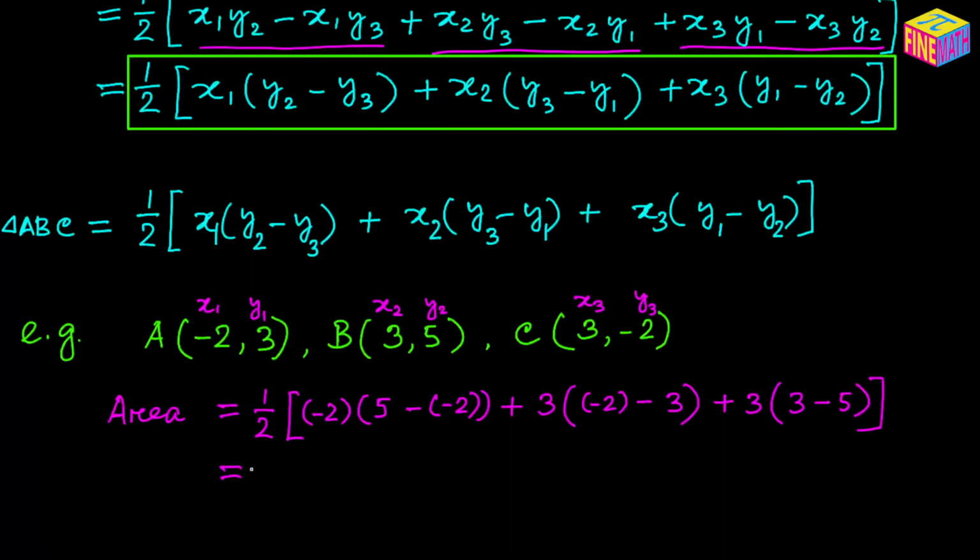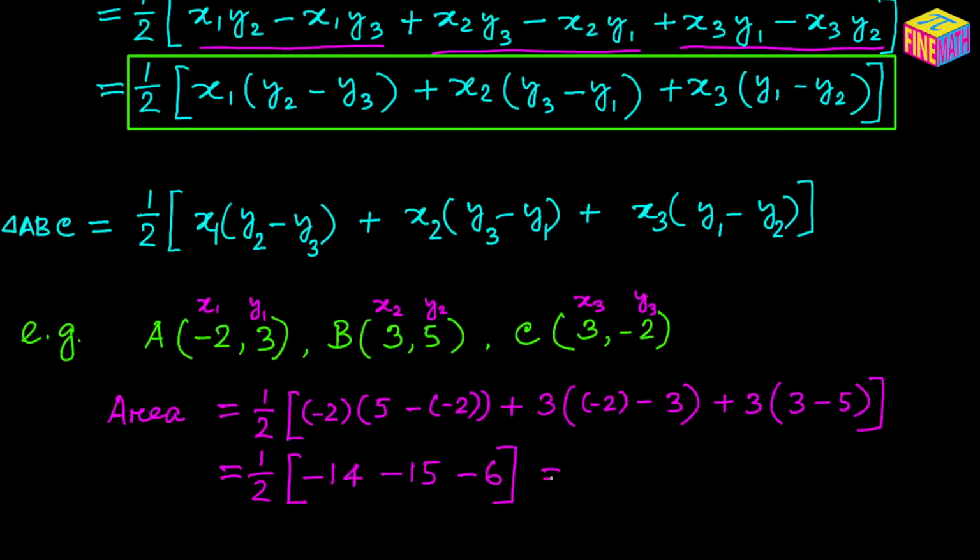So this is actually half times, so this is negative 2 times 5 plus 2, 7. So negative 2 times 7, that is negative 14. And then we have negative 2 and negative 3, that is negative 5 times 3. So that would be negative 15. And then we have 3 times 3 minus 5, that's negative 2. So 3 times negative 2, that's negative 6. So let me say negative 6 right here. Instead of a plus sign, I'm just using the minus sign. So this is negative 6 right there.